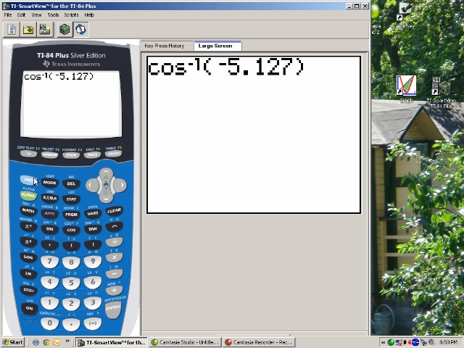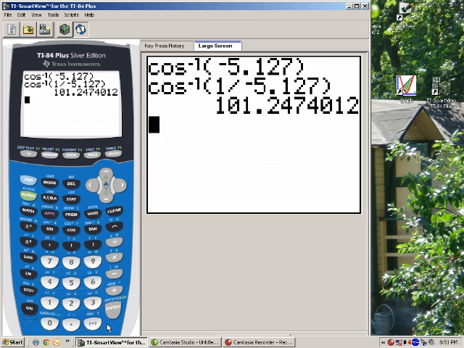I forgot my 1 divided by again. So let's go through and let's put that in. Sorry about that. This is the nice thing about the error. It kind of helps you find your mistake. There we go. Okay. Here we go.